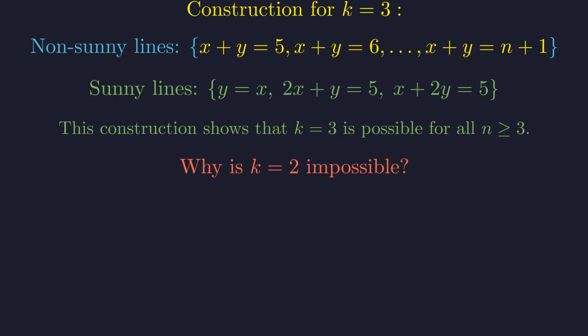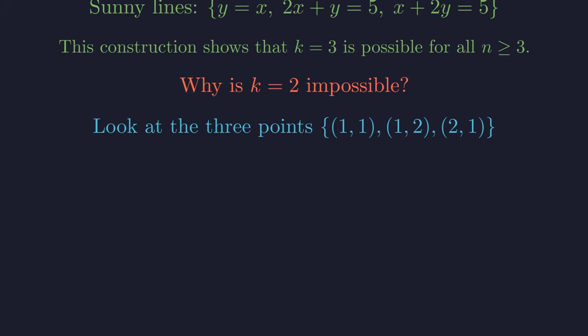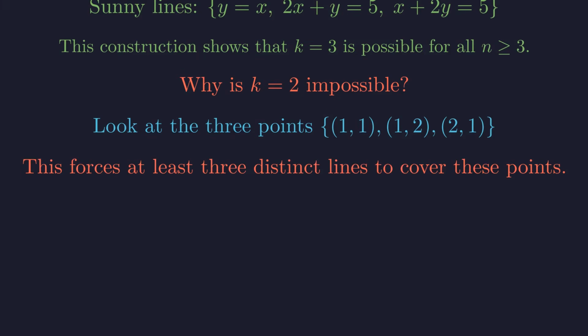The impossibility of k equals 2 stems from a small, unavoidable configuration of points at the corner of our grid. Consider the points (1,1), (1,2), and (2,1). Any line passing through 2 of these 3 points must be either horizontal, vertical, or have a slope of -1. In other words, any line connecting 2 of these points is non-sunny. This means a single sunny line can only pass through one of these 3 points at a time. Therefore, to cover these 3 points, you must use at least 3 separate lines.